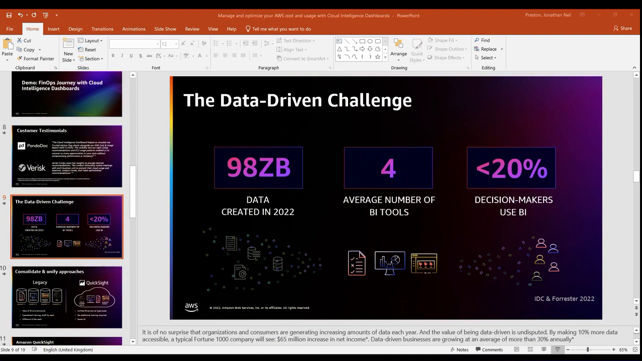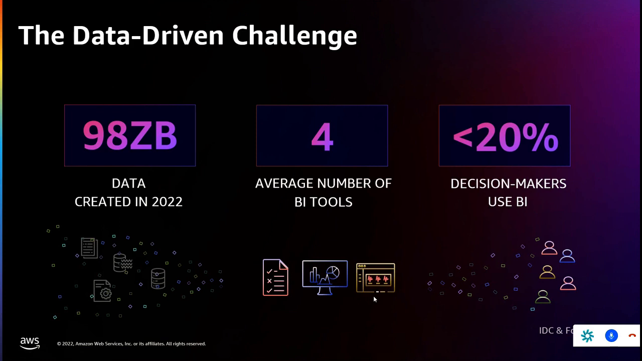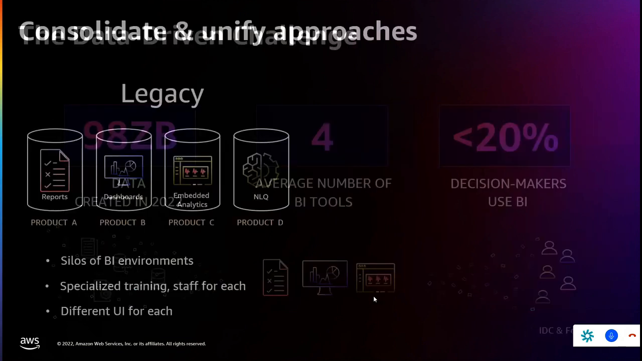So what we're seeing is that, because there's so much data being generated in the organization, and you're using different BI tools, less than 20% of decision makers like yourself are actually using cloud intelligence reports and other types of dashboards and visualizations in the organization. So this is a big challenge because it blocks the flow of information and data across the organization.